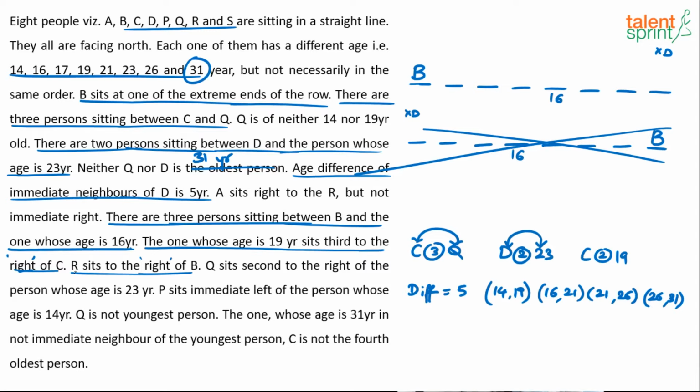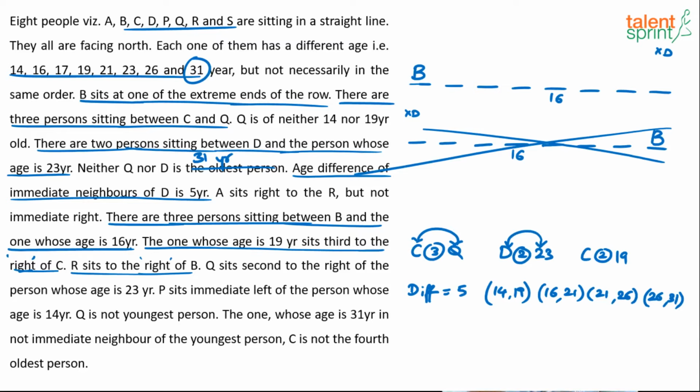Why is it so? R sits to the right of B. If B is the extreme right, can R come on the right of B? Further right of B? Not possible. R has to come on the left of B in case 2. So the fact that R sits to the right of B concludes that case 2 is wrong. So case 1 is the one that we have to focus on. One possibility is ruled out.